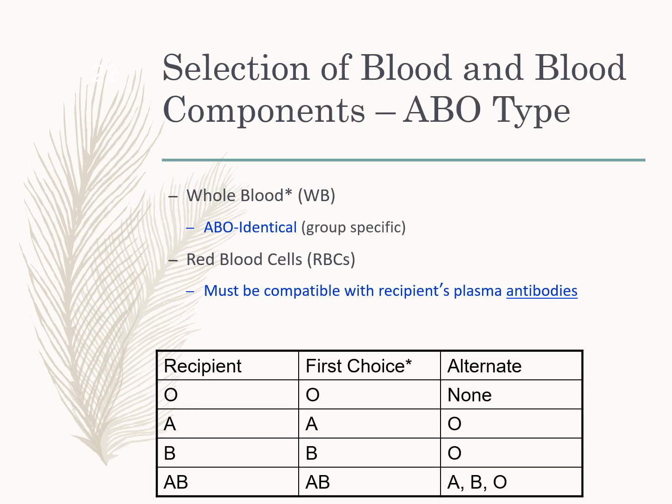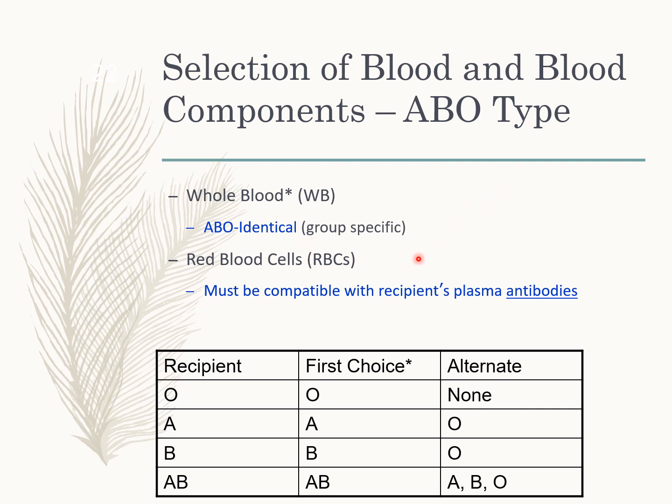Okay, so when we're selecting compatible units, we want to make sure the red cells are compatible with the recipient's plasma antibodies. We don't want the recipient's antibodies to destroy the red cells as soon as they're transfused and cause a hemolytic transfusion reaction. So in the case of whole blood, you want to do ABO identical because you want the red cells and the antibodies to match. Unfortunately, usually whole blood is used in trauma situations where you don't have a blood type yet, but if you do have a blood type, you want to use ABO identical.